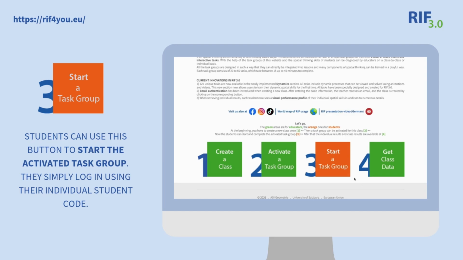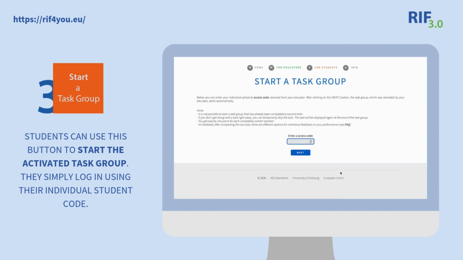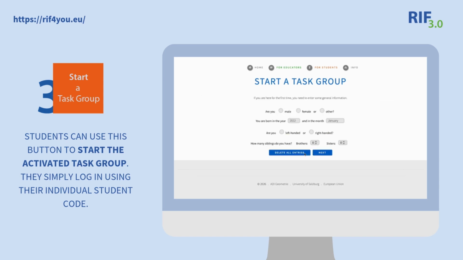Immediately after activating a task group in Step 2, students can start the task group in Step 3 by logging in with their individual student code. When starting the first task group, students are asked to provide some information, such as their gender and year of birth. This step is skipped when starting further task groups.